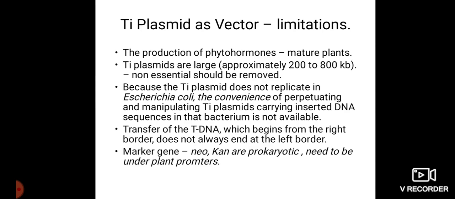And then transfer of tDNA, which begins from the right border region, does not always end exactly at the left border region. That again poses limitations. Also, the absence of a marker gene within this organism, like kanamycin or neomycin genes, makes the TA plasmid directly not of much use. So due to these limitations, people thought of deriving vectors out of the natural TA plasmids.